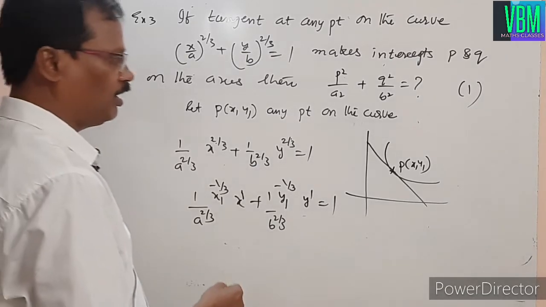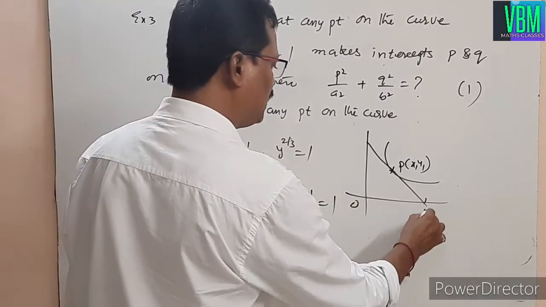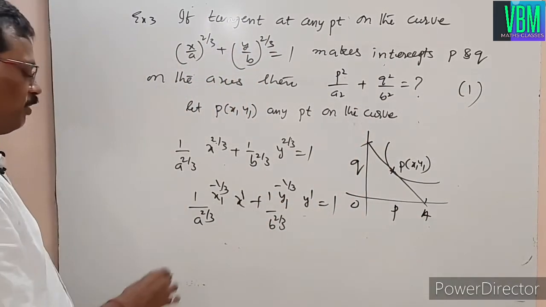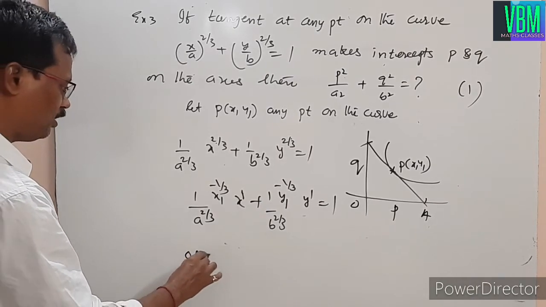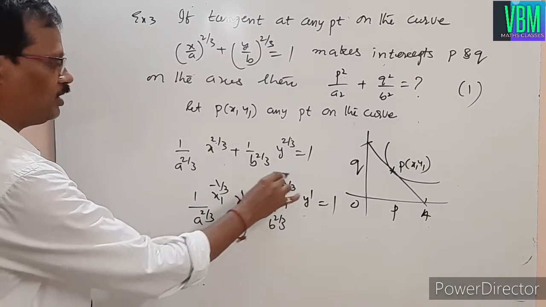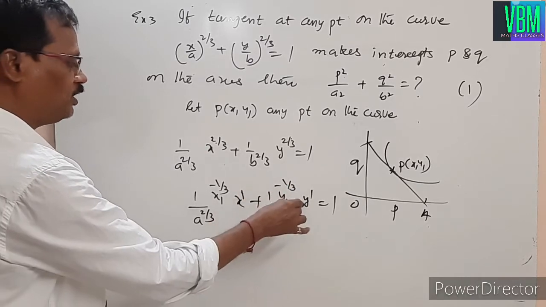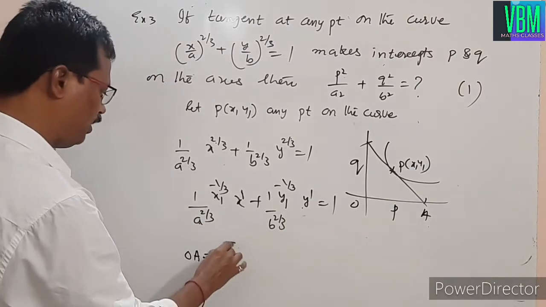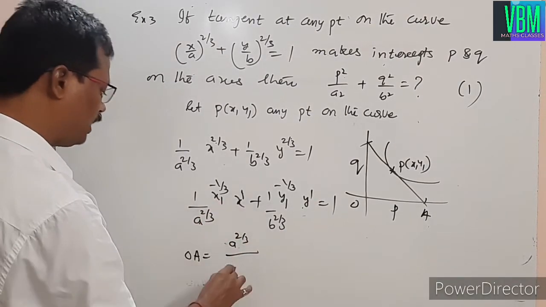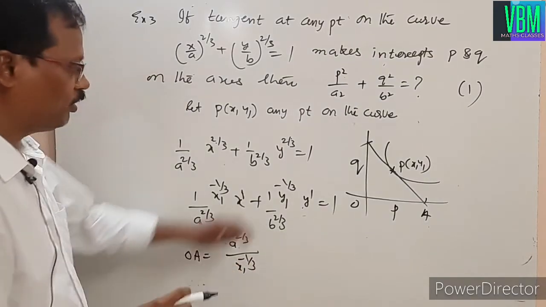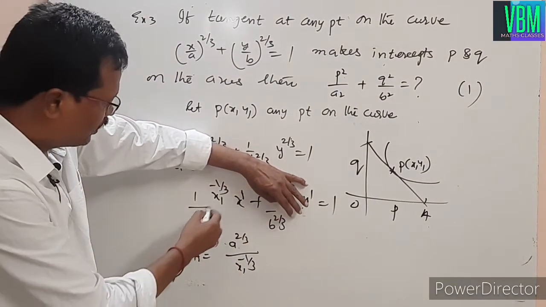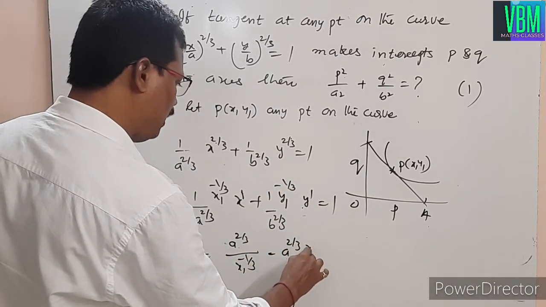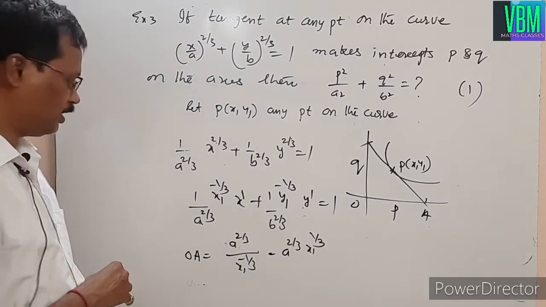Okay. Now here what they are telling is that the x-intercept is ap and the y-intercept is aq. How do we get the x-intercept? For the x-intercept OA, keep the y-coordinate 0. Now if we keep the y-coordinate 0, then what is the x-coordinate? Put y is 0, therefore x is equal to a power 2 by 3 by x1 power minus 1 by 3. This is a power 2 by 3, x1 power plus 1 by 3.